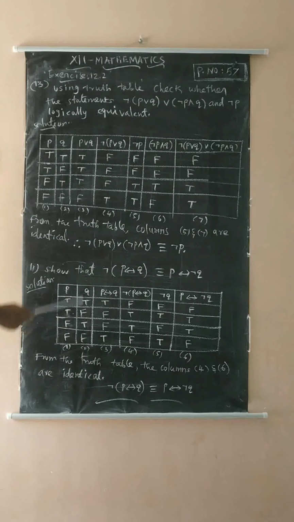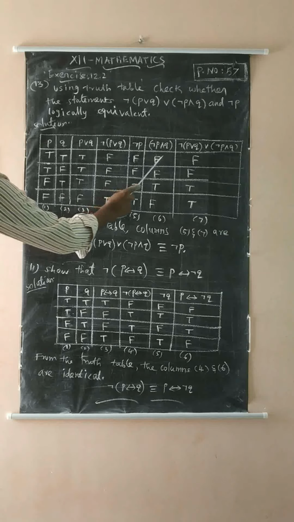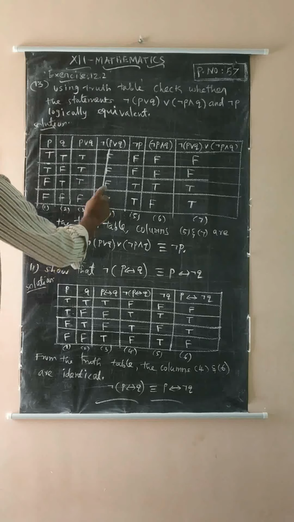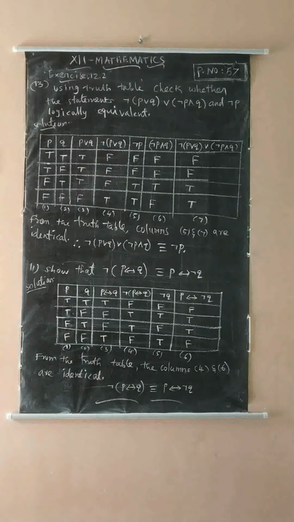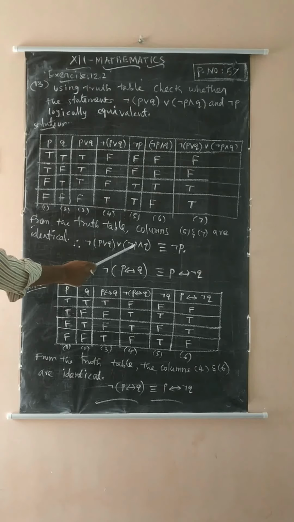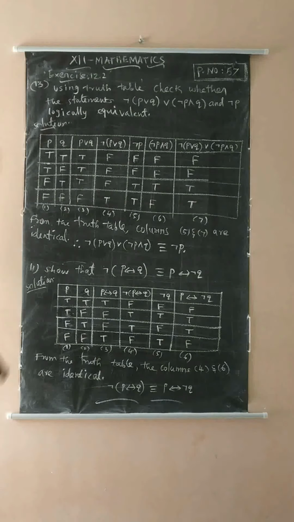Next we see the fourth column and sixth column through the OR statement. If both are false, the OR statement is false, otherwise true. So both are false, so false. Both are false, false. From the truth table, columns 6 and 5 are identical. So the given statements are logically equivalent. That means negation of (P or Q) or (negation P and Q) is equivalent to negation P. That is the question for 13.